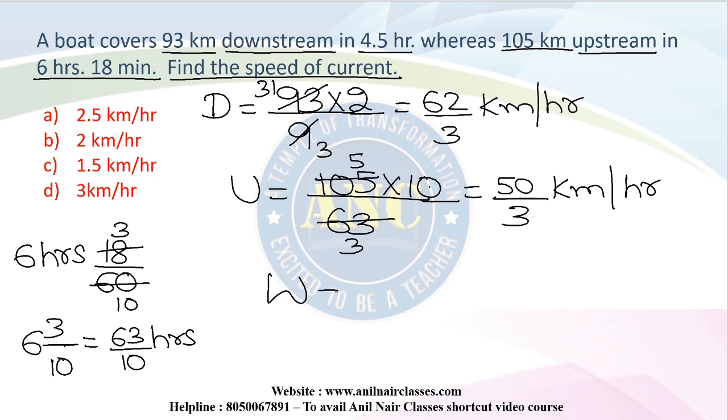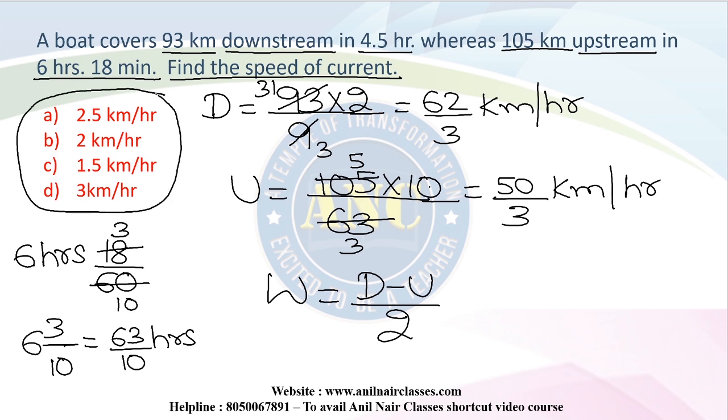So we know that speed of water current is nothing but D minus U by 2, or you can use that other conceptual way of solving also, which I taught. But if you see the answer options, all the options are very close to each other. They are just having a difference of 0.5 kilometers per hour between them. So generally we will not try to apply that conceptual way we used in our previous problem. So directly calculate. Anyway, it's not very difficult to calculate.